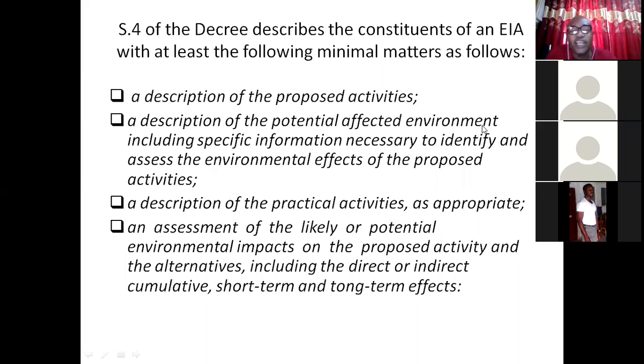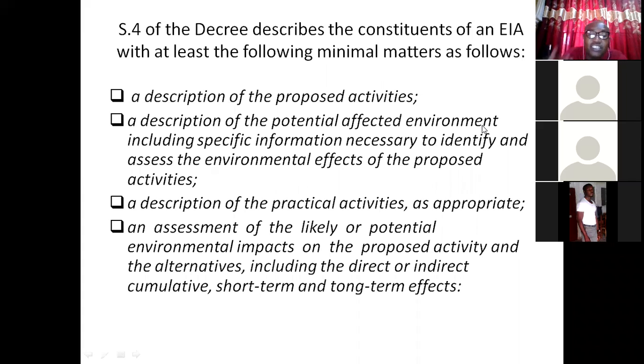So in the decree, or in the EIA Act, there is a particular set of things that the law says the EIA report must contain. The first one is a description of the proposed activity. What do you want to do? You must let the people know in the report. You must also give a description of the potential affected environment. You must let them know the environment that will be affected.